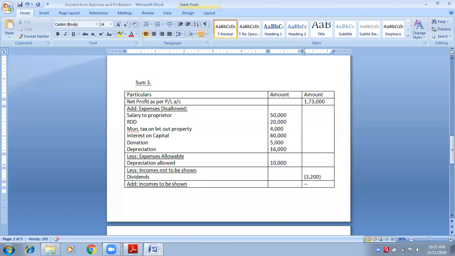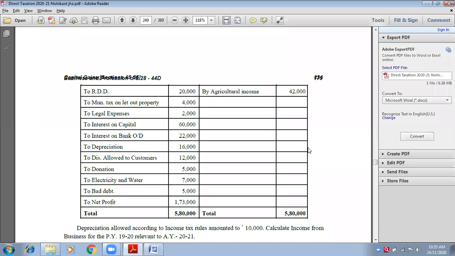No, 16,000? How will it be 16,000? The first figure is 50,000. Sorry, ma'am, 1,65,000. 1,65,000. Okay, no problem. So 1,65,000 will be brought to the outer column. Always remember, the total will be in the outer column. Next, less expenses allowable.